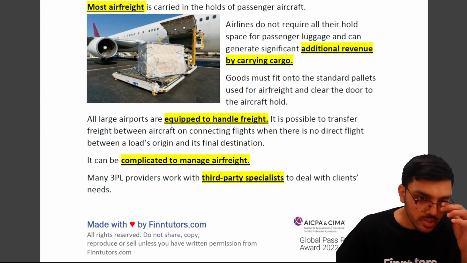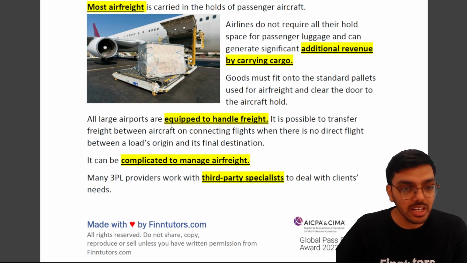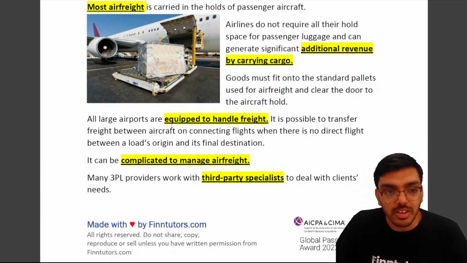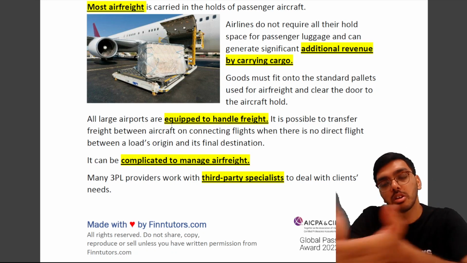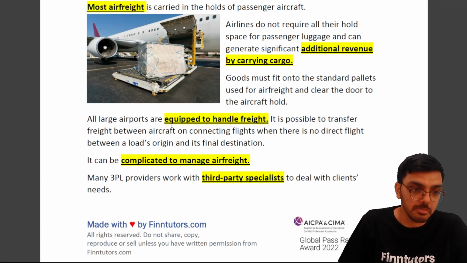All large airports are equipped to handle freight. It is possible to transfer freight between aircraft on connecting flights when there is no direct flight available. So you pick that pallet up, as you can see in the image, put it in a flight, you can remove it again, put it in another flight if need be.